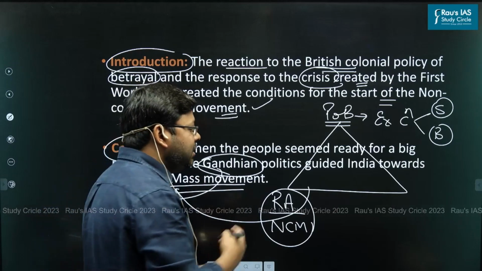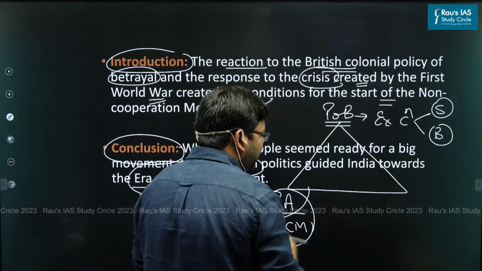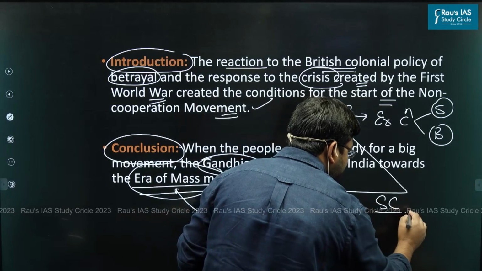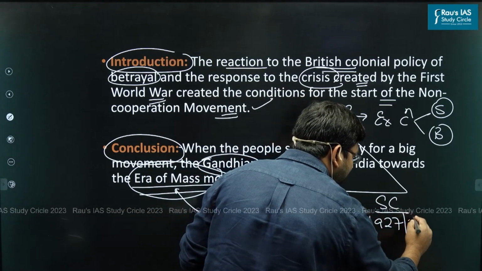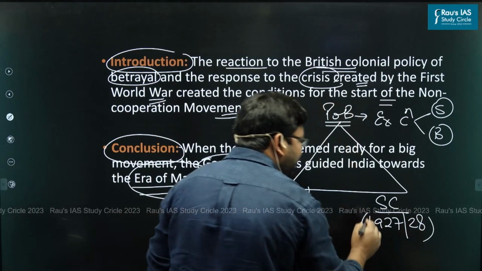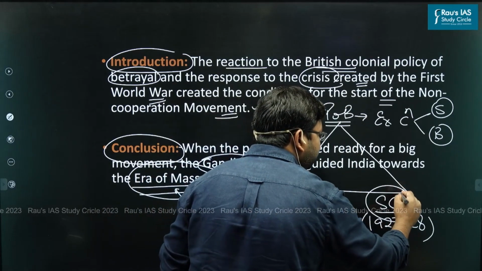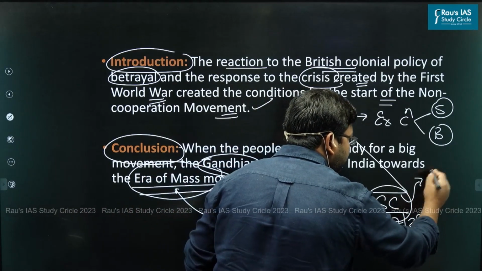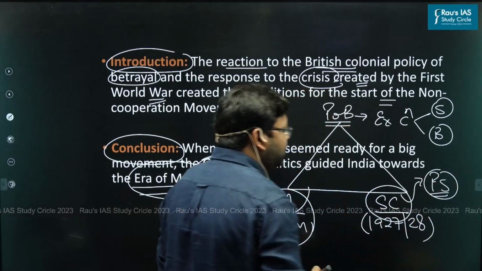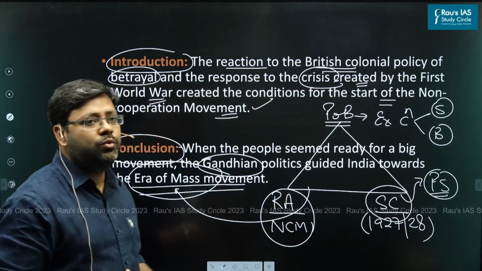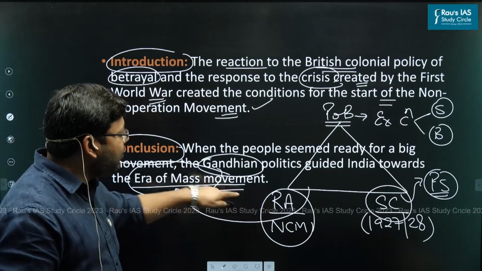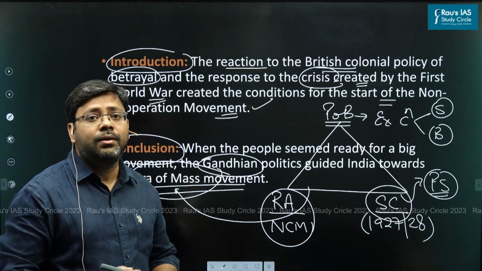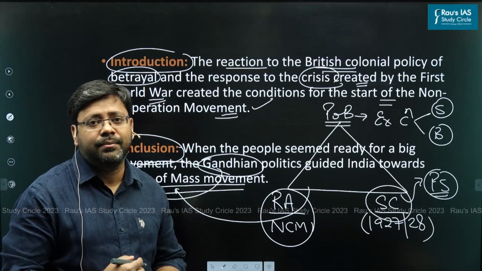Additional information: the third deflection point was the Simon Commission. The Simon Commission was appointed in 1927 and came to India in 1928. This was again a permanent deflection because for the first time we started demanding Purna Swaraj. The non-cooperation movement was basically the second deflection point. We had already moved toward the era of mass movement for the first time.